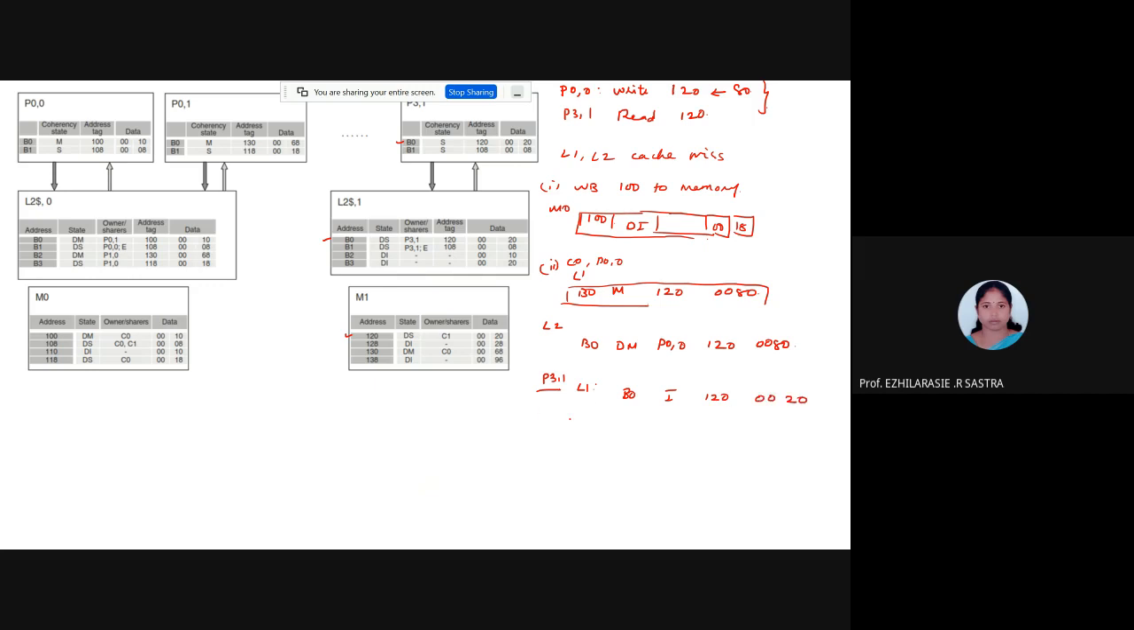And when you take L2, in case of L2, same P0. Now, it is modified, right? The data is modified. Since it is modified here, this is invalid only. So over here, it is going to be L2, B0 invalid, 120, 0020. So this is for L2. And when you take memory, 120 data is modified by C0 and the value is 80.